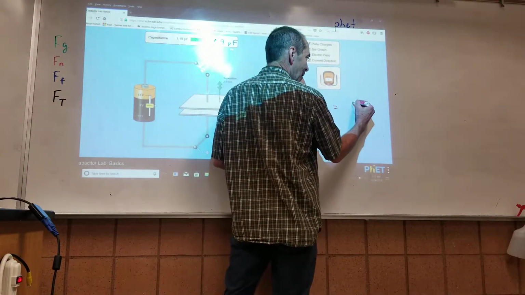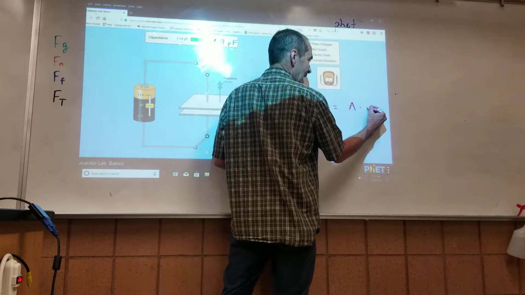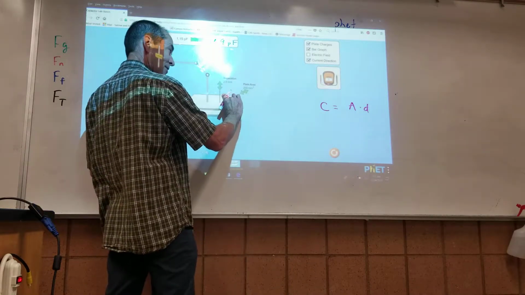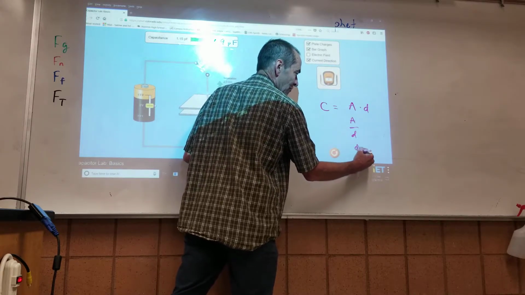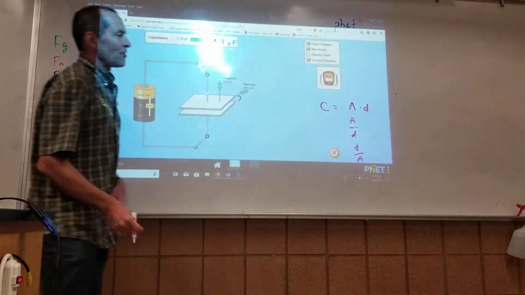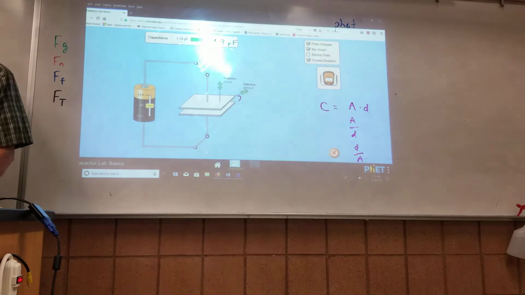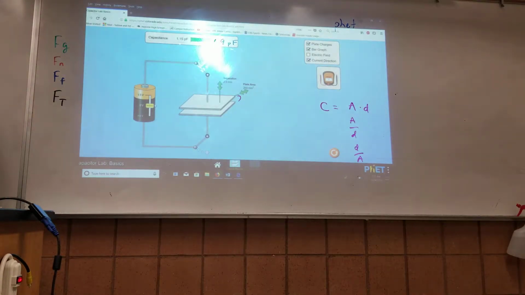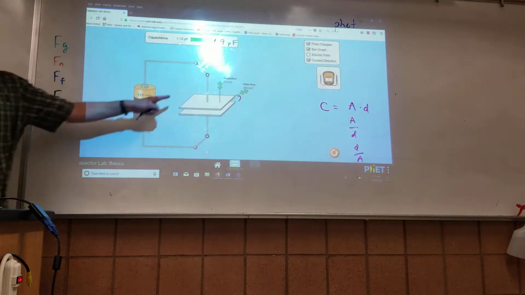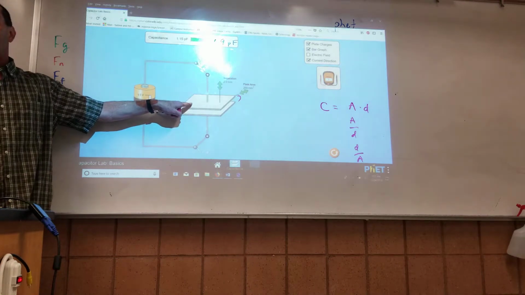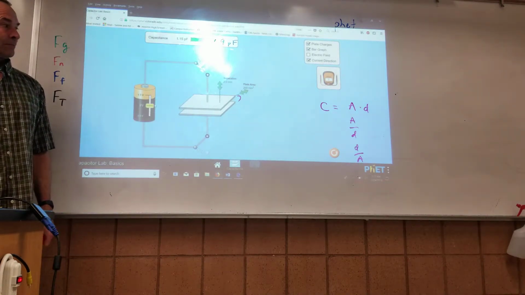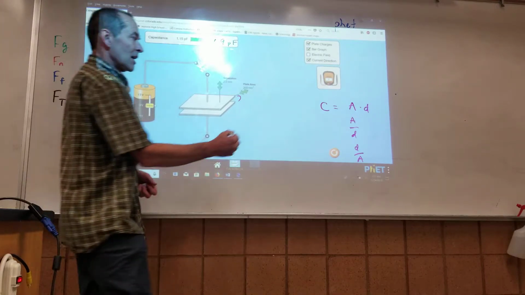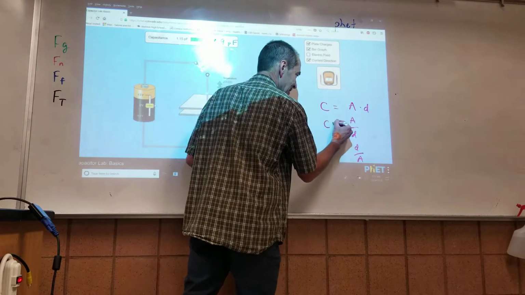Which do you think, I'll put some various things, is it A times the area times the separation D? Is it A over D? Is it D over A? Which one of those makes sense? We want the biggest capacitance, we want a big area, but a small distance, right? So which would it be? A over D. So we'll say that the capacitance is A over D.